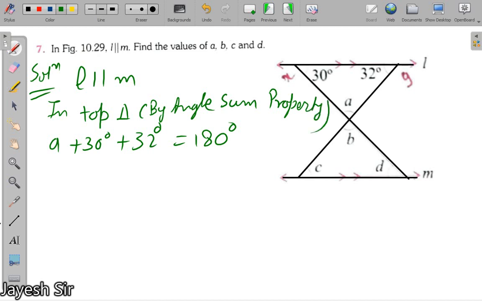In this manner you can find out the value of A. For a few questions which are quite easy, I will just give you the hint and you can do the rest of the solution. So you can easily find out the value of A. After this, the value of B will be equal to the value of A. Why? Both are a pair of vertically opposite angles.